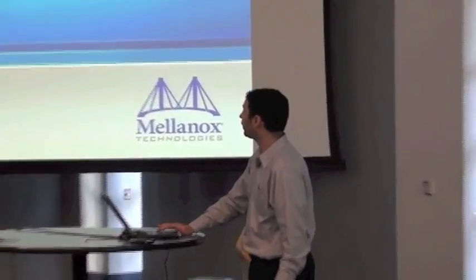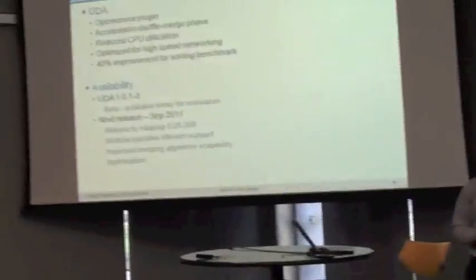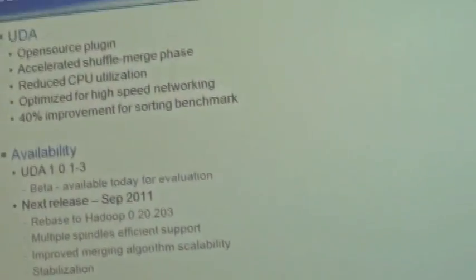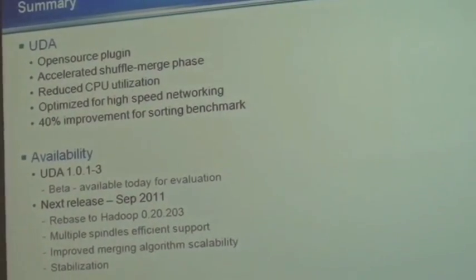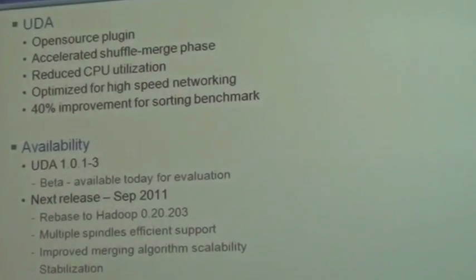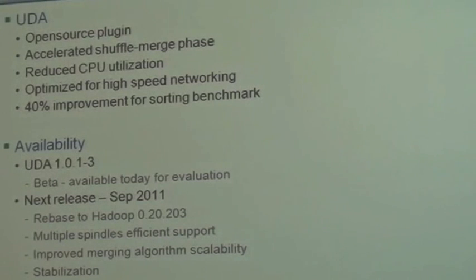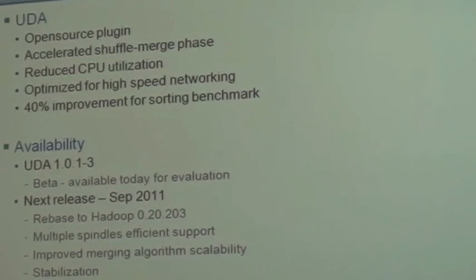So that's pretty much it. I'd like to give a short summary and obviously something to think about, because this is all interesting stuff. So a few words about UDA. It's an open source plugin. It's accelerating today the shuffle merge process over RDMA. It reduces the CPU utilization because of RDMA transport offload and all those kinds of things. It's optimized for high-speed networking, and all the algorithms there are tuned for running over fast networking with a new paradigm, fast and very efficient networking. And we've demonstrated a 40% improvement for the TerraSort benchmark.